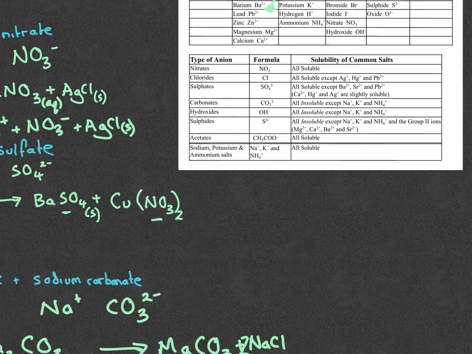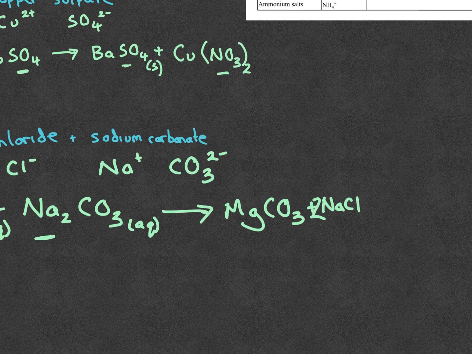And our second product is magnesium carbonate. All carbonates are insoluble except sodium, potassium, and ammonium. So the carbonate, magnesium carbonate, is going to be the one there, which is the solid product. And that is going to be the one that forms a precipitate in that case there.